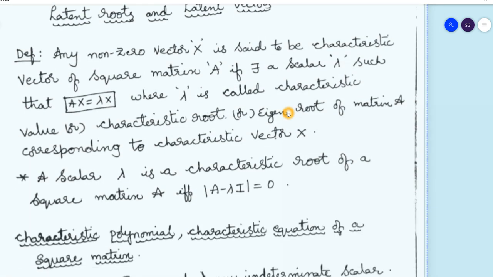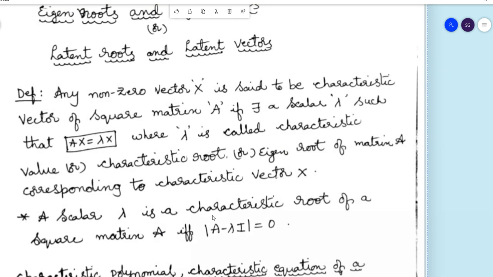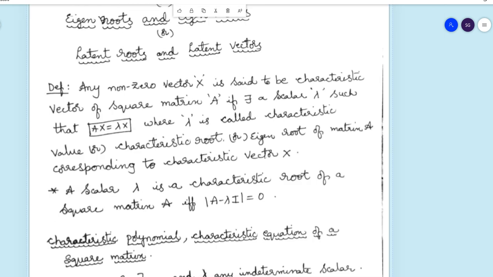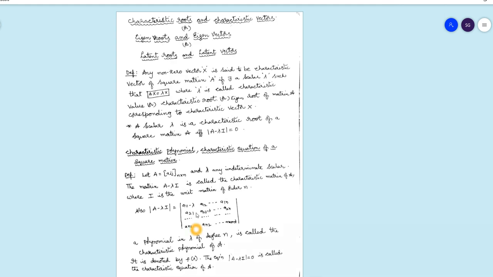Here, a scalar lambda is a characteristic root of a square matrix A if and only if det of (A minus lambda I) is equal to 0. If the characteristic root is lambda, then the det of (A minus lambda I) should be equal to 0. So here lambda is called the characteristic root.